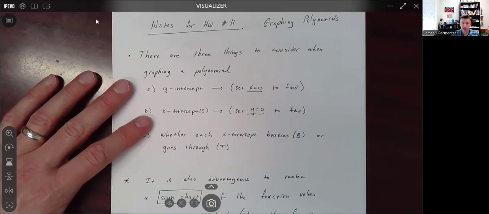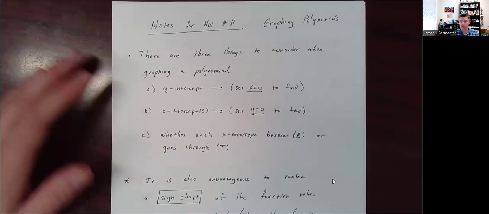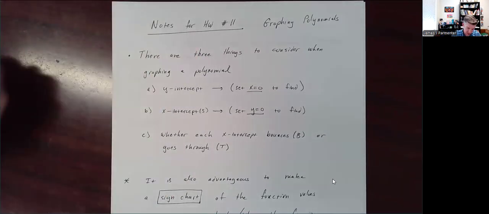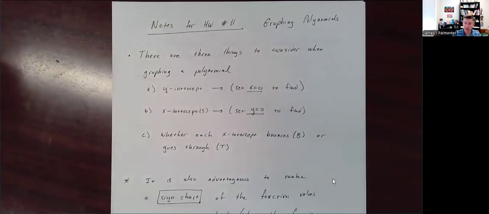All right, these are the notes for homework 11, graphing polynomials. There are a few things to consider when graphing a polynomial. Specifically, there are three things to consider. We want to find the y-intercept, which we do by setting x equal to 0. We want to find the x-intercepts, which there might be multiples of, by setting y equal to 0.